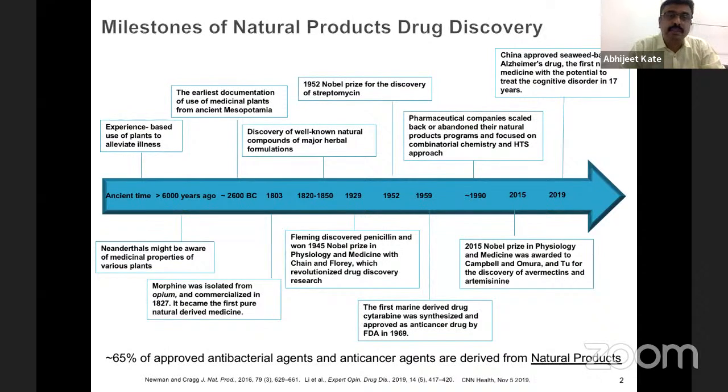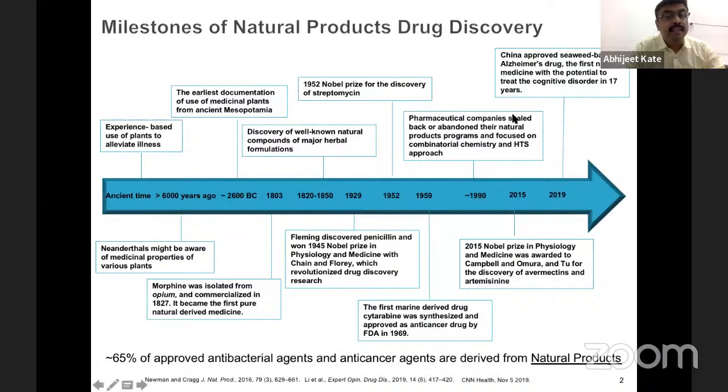This is one of the milestone flow charts which I borrowed from one of the published literature, where they have clearly highlighted the milestone achievements of the natural product drug discovery program. I won't go back too long, but there were several Nobel Prizes that people have received, and the recent one was in 2015, where Professor Youyou Tu received it for the discovery of artemisinin and ivermectin, right?